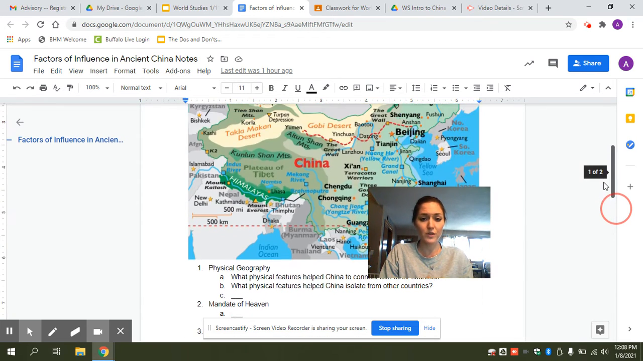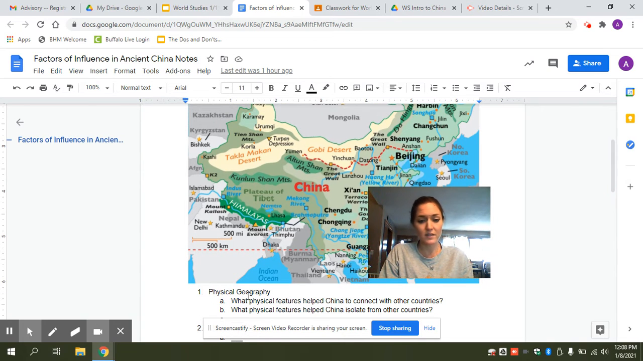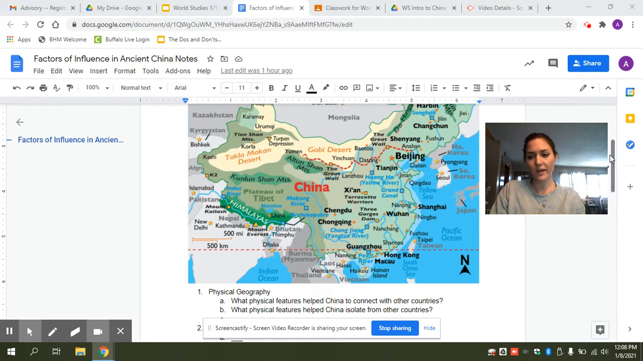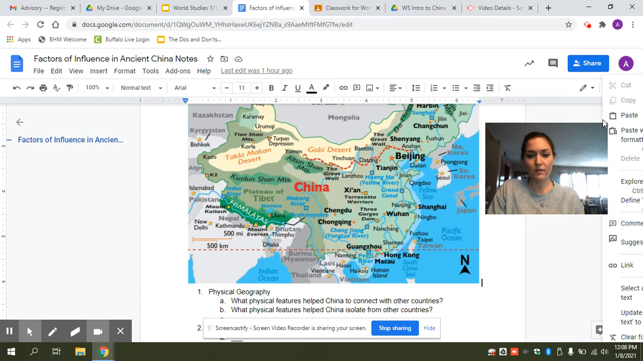For our collaboration, we used this map right here to answer this question: what physical features help China connect with other countries? When we talk about physical features, we mean like mountains, rivers, plains, plateaus, so on and so forth. Okay, so looking at this map, we're going to kind of brainstorm some physical features that would help China connect or trade with other countries.